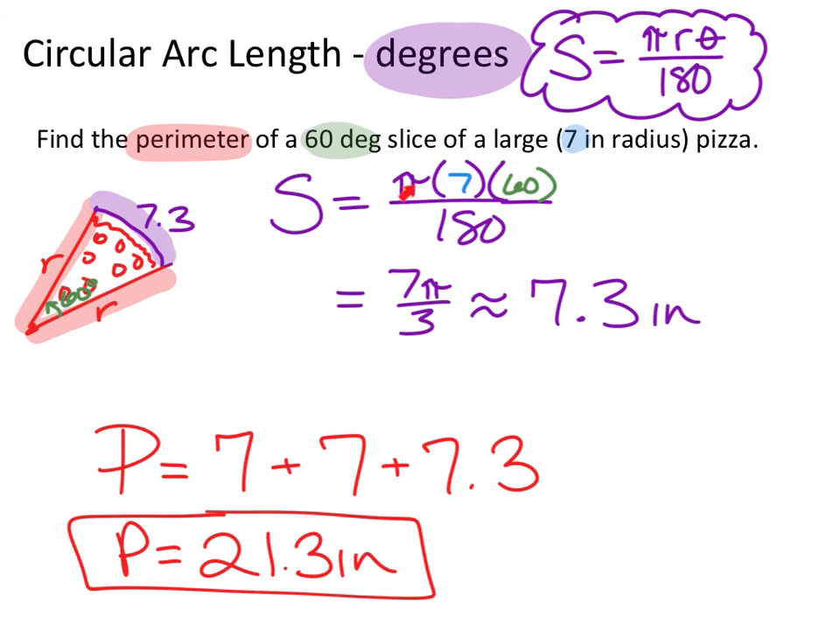So I fill in the formula. Pi is a constant, so it stays. The radius is 7. The degree measurement is 60 degrees, all divided by 180. We'd get 7.3 inches. Okay, so the perimeter, 7 plus 7 plus 7.3, is 21.3 inches. So if you were wondering what the perimeter of your slice of pizza was, and you could get a ruler out and figure out the radius, you would need to know how much the curved part of the pizza is, which is your arc length. And now I have a way to do that, in case you're wondering.